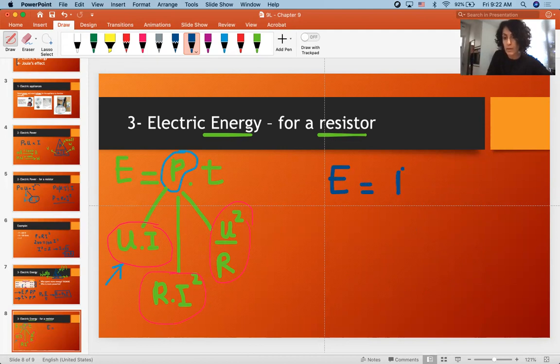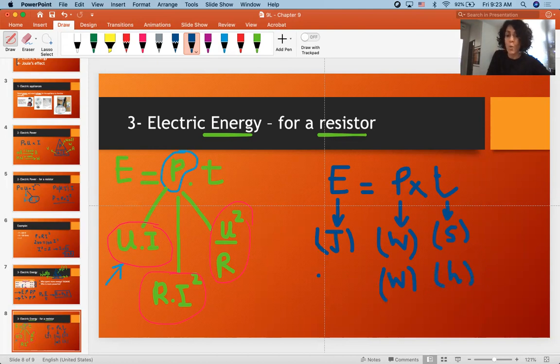Okay, so E is P times T, right? Let's say this is in seconds and this is in watts. The energy is gonna be in joules, and this is what we already did in the previous slide. Now, how about I keep this in watts and this in hours? The energy is gonna be watt hours. And this is very possible. It's not the SI unit, I know, but it is accepted.